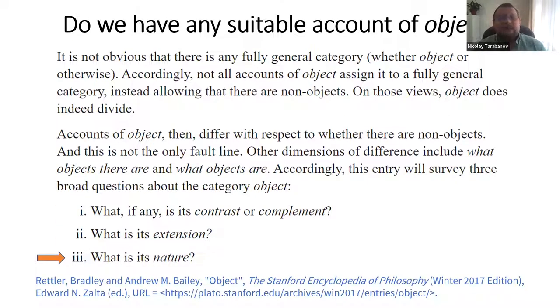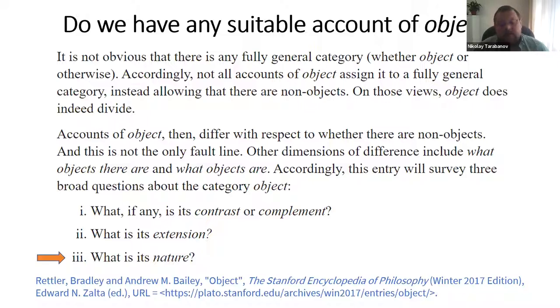I propose to move on and to ask the question: do we have any suitable account of object? As we have seen, there is wide disagreement about the abstract-concrete distinction, but how about object itself? I'd like to refer to the entry in the Stanford Encyclopedia of Philosophy, where Bradley Rettler and Andrew Bailey formulate three broad questions about the category object. The first question: what, if any, is its contrast or complement? The second: what is its extension? And the third: what is its nature?